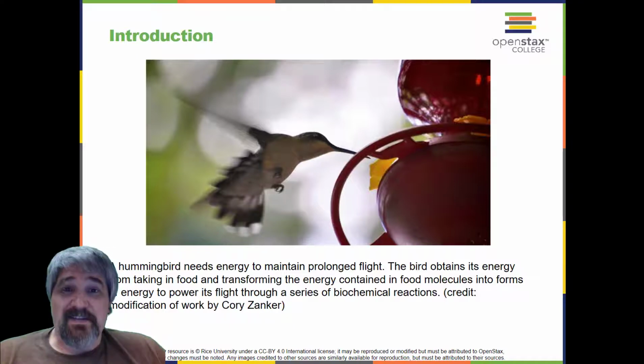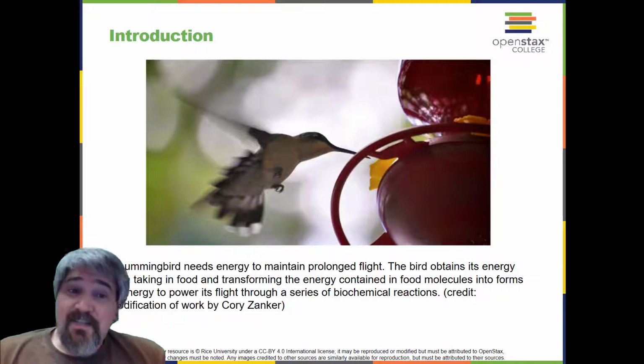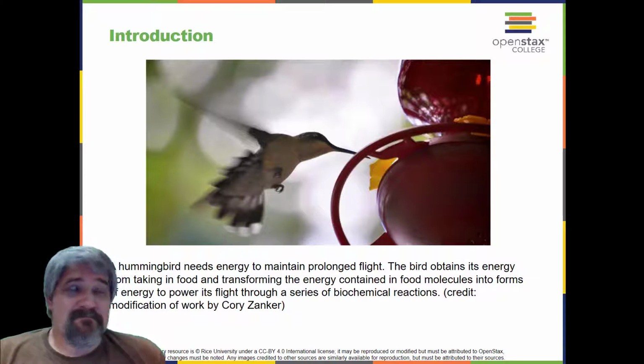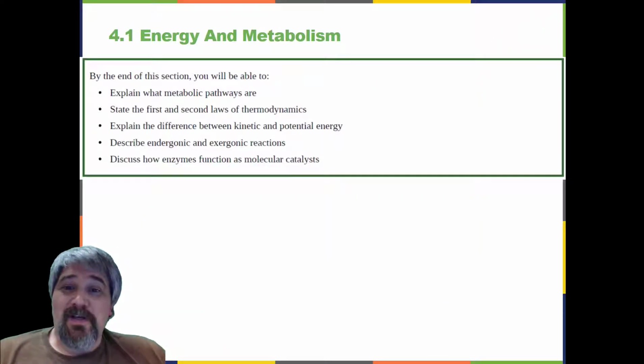How do living cells obtain energy, and how do they use it? This chapter will discuss different forms of energy and the physical laws that govern energy transfer. This chapter will also describe how cells use energy and replenish it, and how chemical reactions in the cell are performed with great efficiency. By the end of this section, you will be able to explain what metabolic pathways are, state the first and second laws of thermodynamics, explain the difference between kinetic and potential energy, describe endergonic and exergonic reactions, and describe how enzymes function as molecular catalysts.